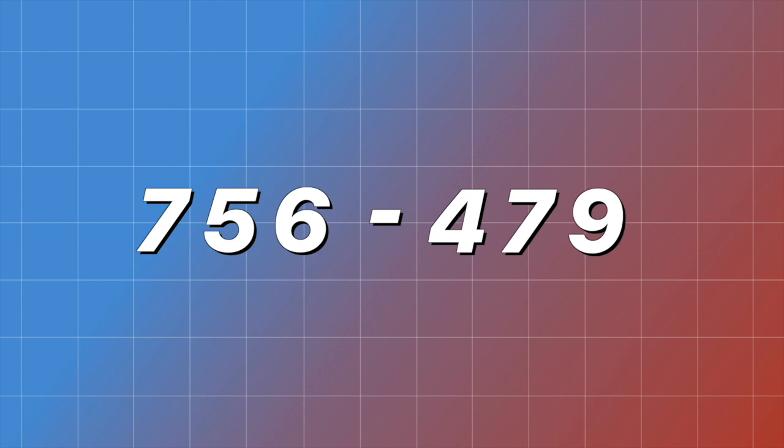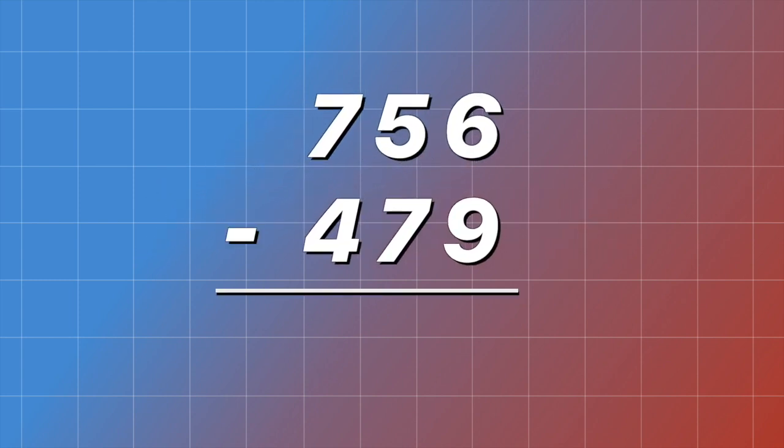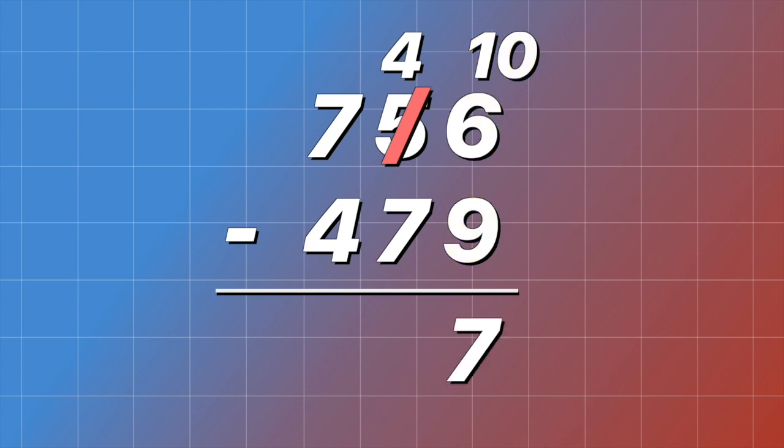Now, let's tackle our second example, 756 minus 479. We repeat the same steps as before, aligning the numbers vertically and setting up the calculation. We start by subtracting the units. 6 minus 9 isn't possible without borrowing a 10. We borrow a 10 from the tens column, changing 5 to 4. We add 10 to 6, making it 16. Then, we subtract 16 minus 9, resulting in 7. We write this below the horizontal line in the units column.